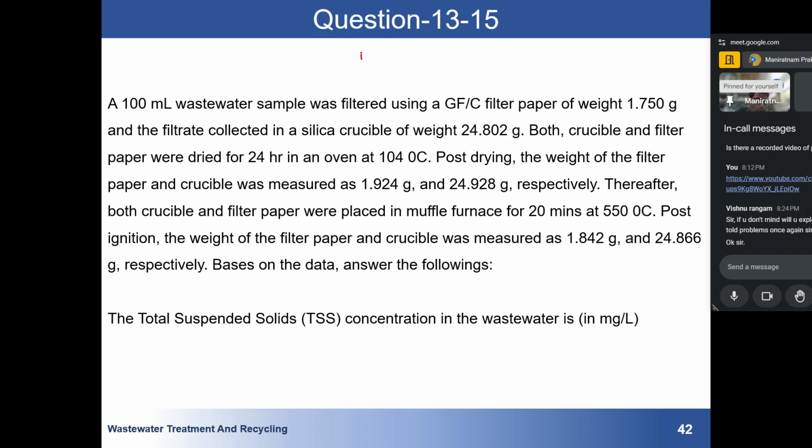Hydrogen is 1. Okay, sir. Carbon 12. Then oxygen 16, oxygen 16 into how much? 16 into 3, sir. So total will be how much? Use the calculator. 106, sir. 106 is the correct answer.